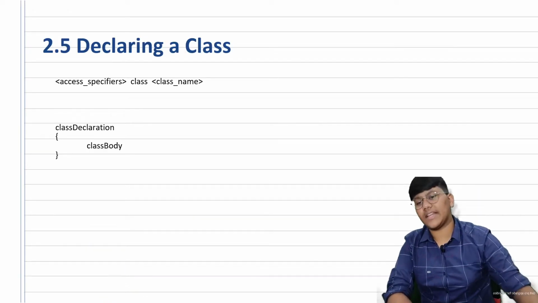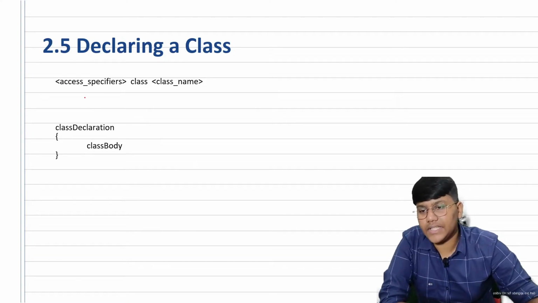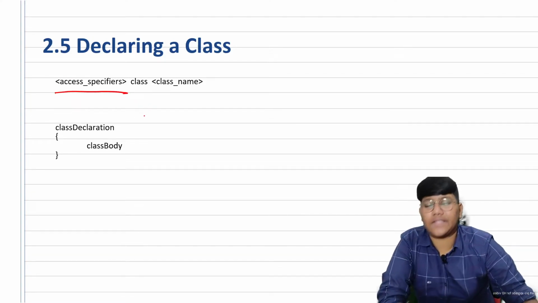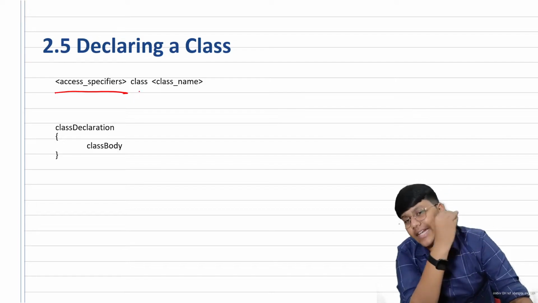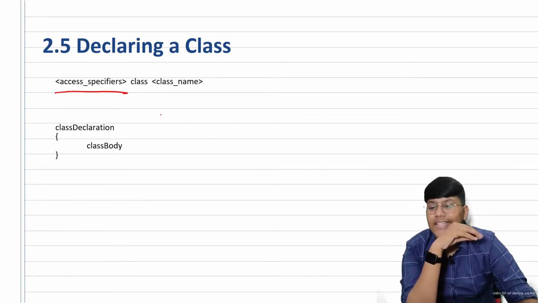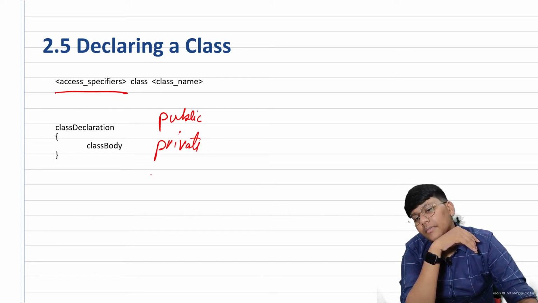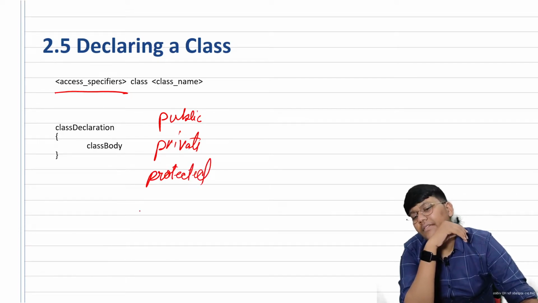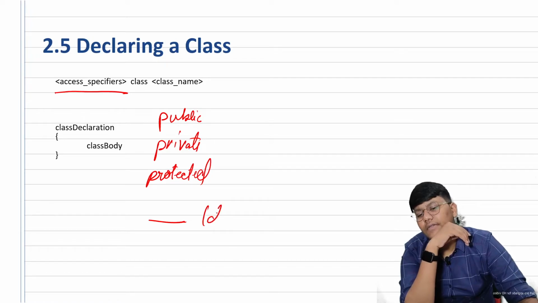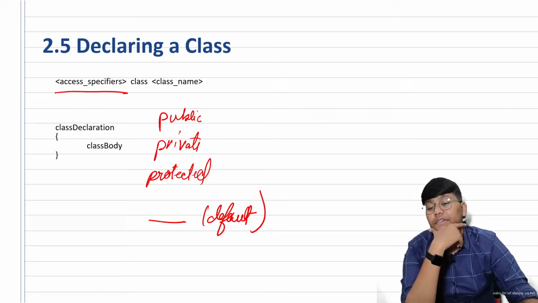So class becomes the basis of all computations. Now, how to declare a class? First, access specifiers. We'll learn them in depth later on, but for now, access specifiers are public, private, protected, and if we leave space, it is default. So there are 4 different types of access specifiers.